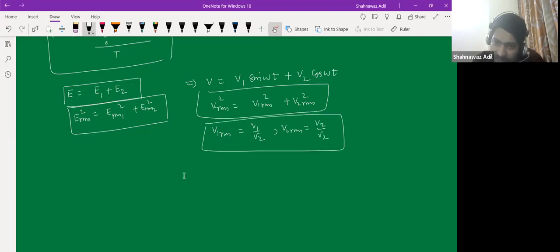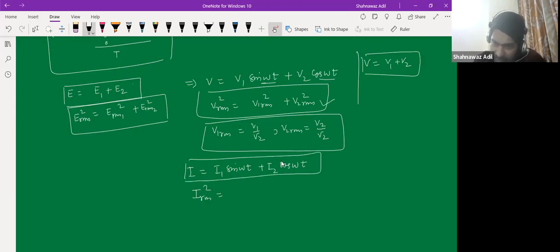Similarly, same case with the current as well. If you have a current which is I1 sin omega t plus I2 cos omega t, the current RMS value would be just like this one. So whenever the voltage is divided in parts, then you take the RMS values, because these have different phases. They will not add up like this, they will add up like this. And same case with current.